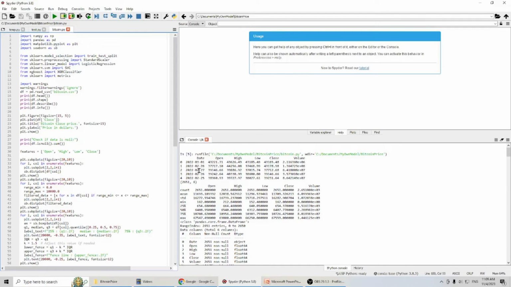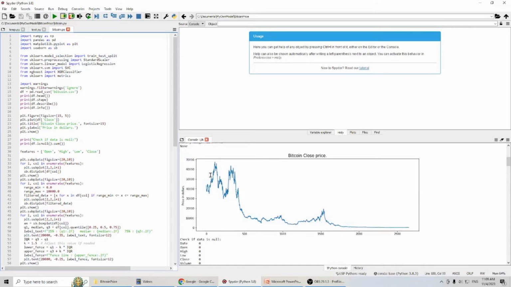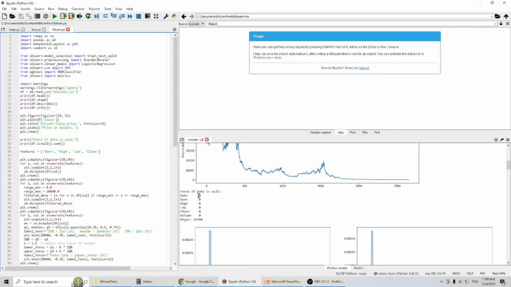You can see this is our data, and if you draw the close price, it looks like this. Now let's check the data if there are any null value there. Looks like our data is fine. There's no null value.